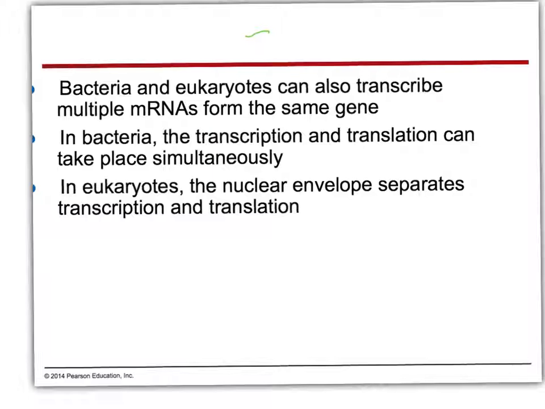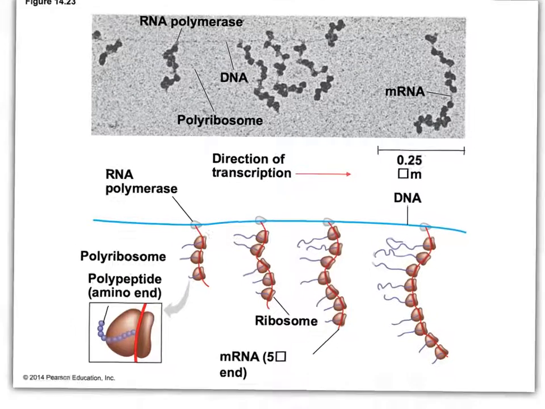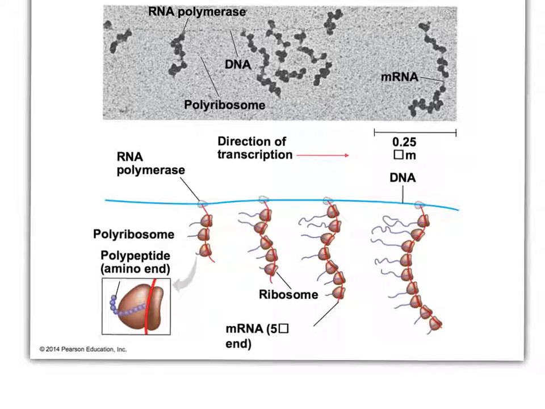In eukaryotes, we know there's a separation. Because of that separation, transcription has to finish, and editing of the RNA has to occur prior to exiting the nucleus, and then translation begins. Okay, so here's your polyribosome in bacteria.